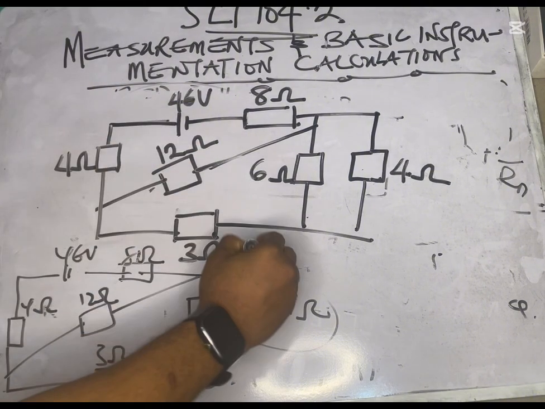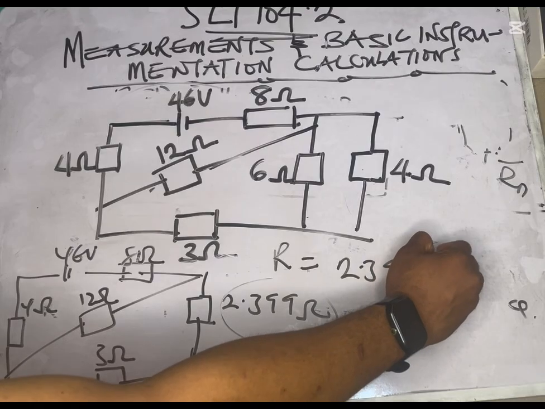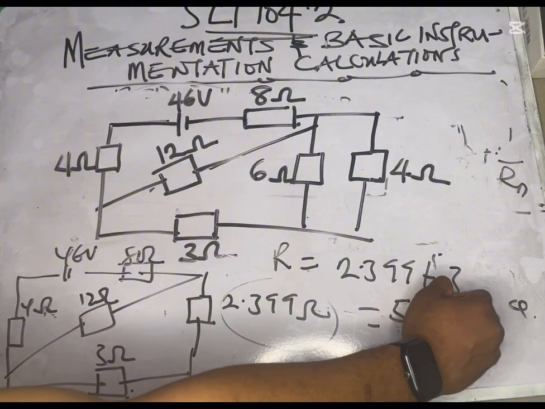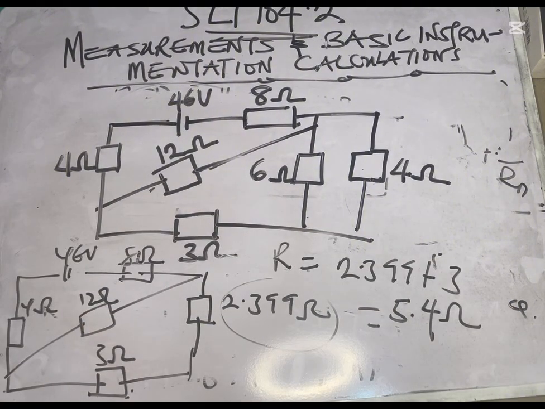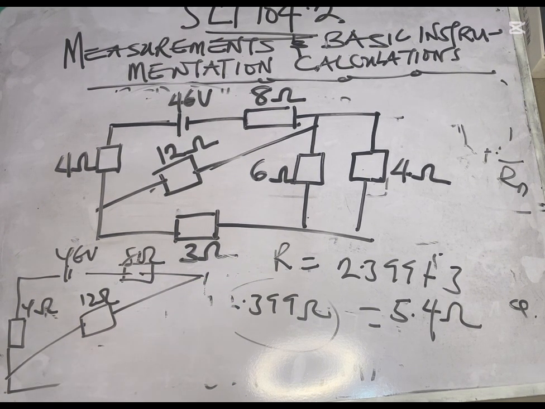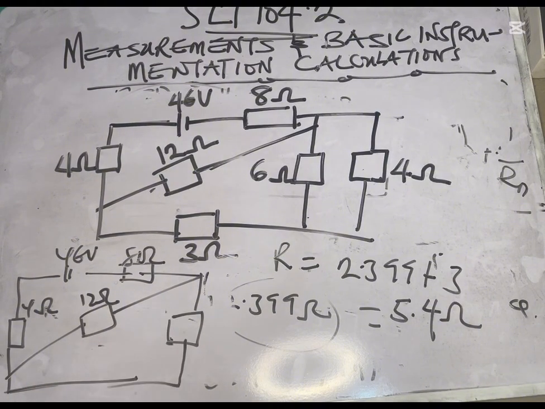So you now say your resistance for these two will be 2.399 plus 3, which will give you about 5.4 ohms. Okay, so when you add it, you have 5.4 ohms. So it means that now you've been able to resolve all of this to be in series. So it means that you will have this, and this will be 5.4.